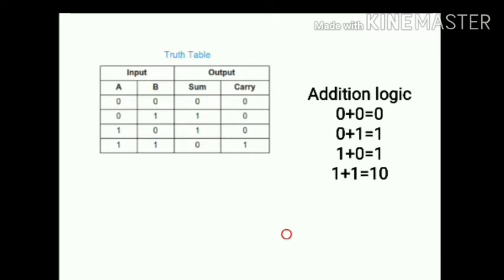In the third row, A is 1, B is 0. So 1 plus 0 is equal to 1. So sum is 1, there is no carry, so carry is 0. In the last row, A is 1, B is 1. 1 plus 1 is 1, 0. That is, sum is 0 and carry is 1.